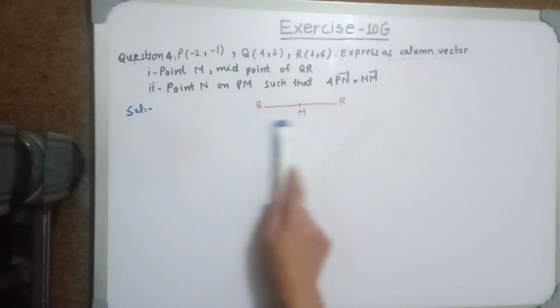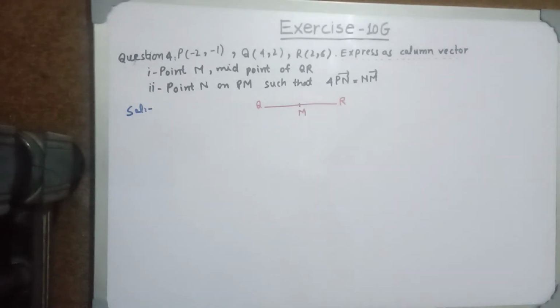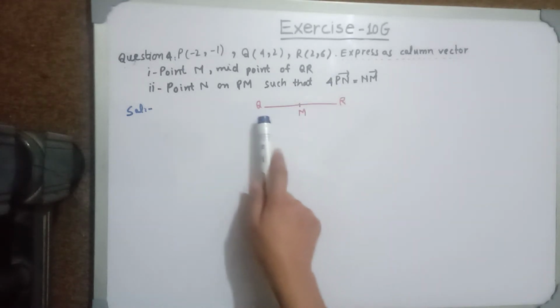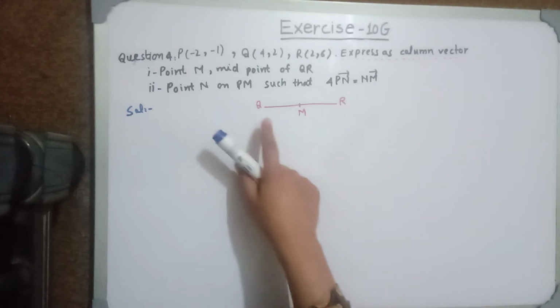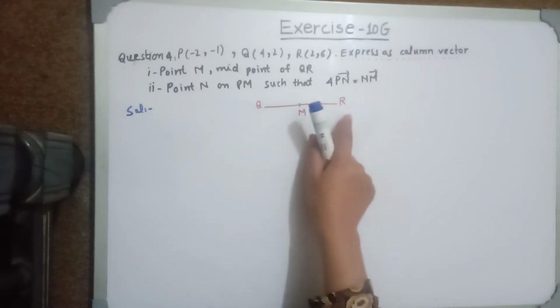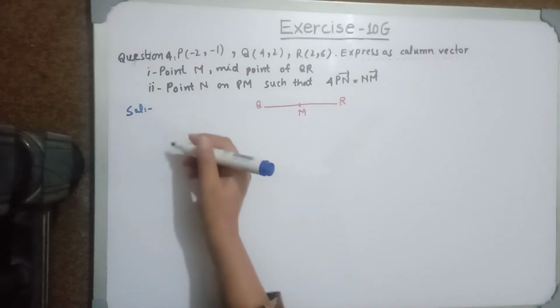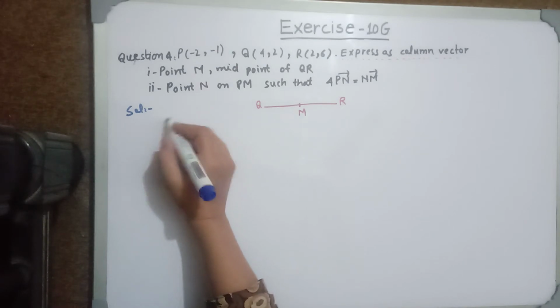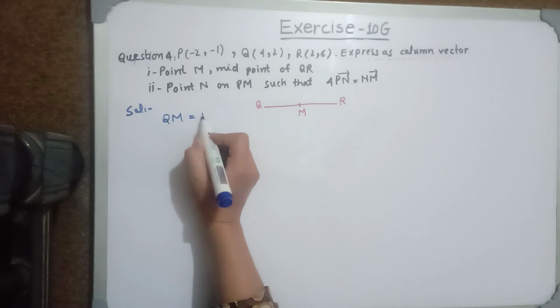We have a line segment or a vector QR and its midpoint is M, and we know that the midpoint basically divides the line segment or the distance in two equal parts, which means that QM is equal to MR. So I'm going to use this condition to find the point M. So from here I can write that QM is equal to MR.